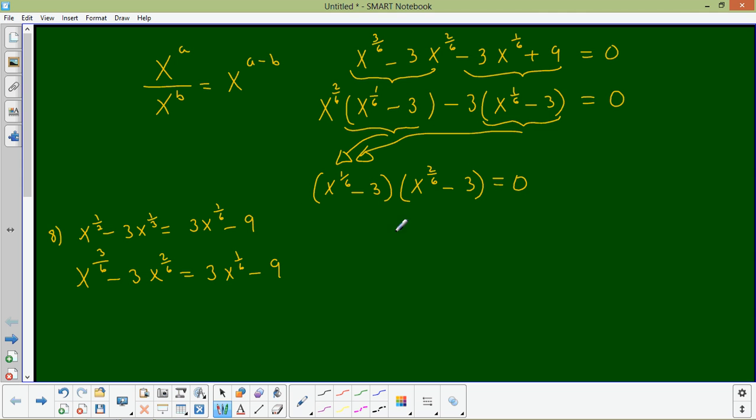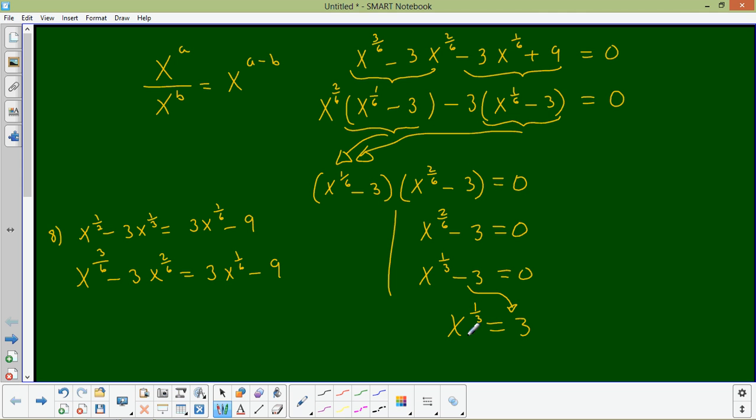So to review: get a common base on the exponents, get one side to 0, and use pairwise factoring. Now you've got a product that equals 0. Working with this x to the 2/6 minus 3, I hope you see that's x to the 1/3 minus 3. And so x to the 1/3 equals 3, when you bring this over to the other side.